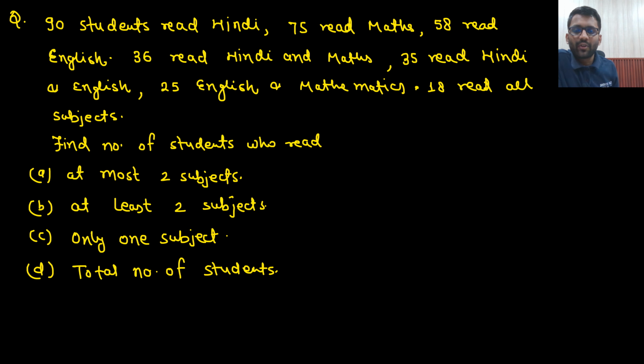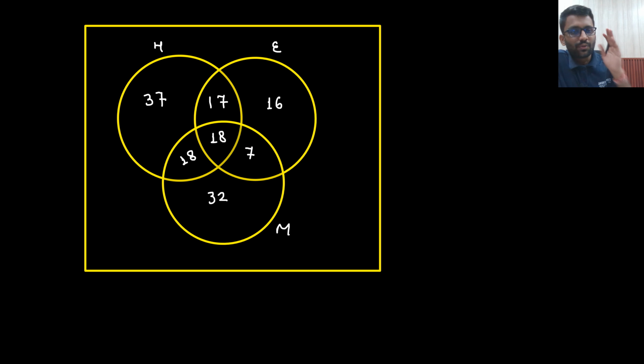Find the number of students who read at most 2 subjects. At most 2 subjects. What do you understand by that? At most 2 subjects means you can read 0 subjects, or you can read 1 subject, or you can read 2 subjects. You cannot read 3 subjects. Did you understand this point? You can read 0, 1 or 2.